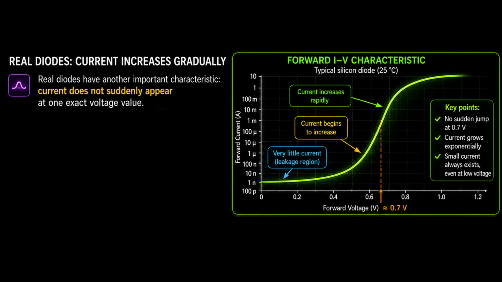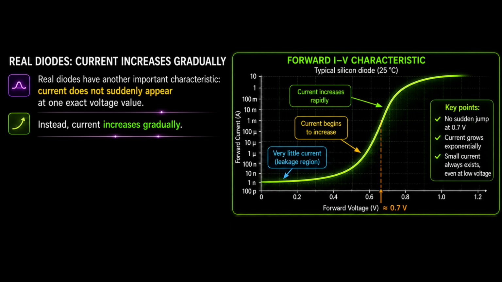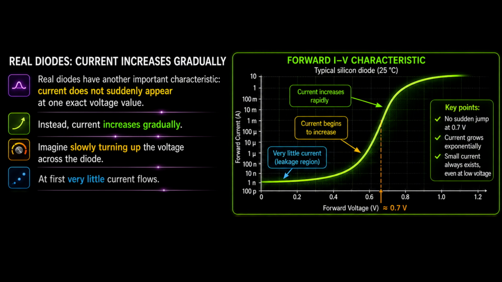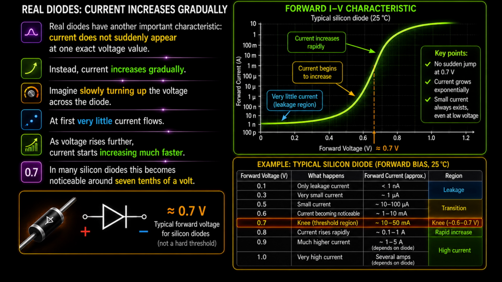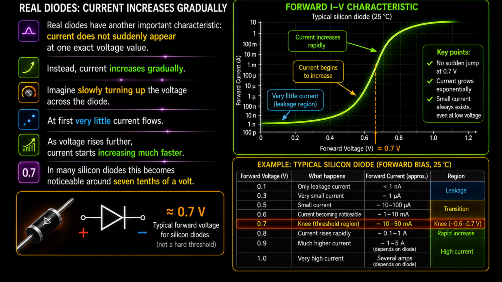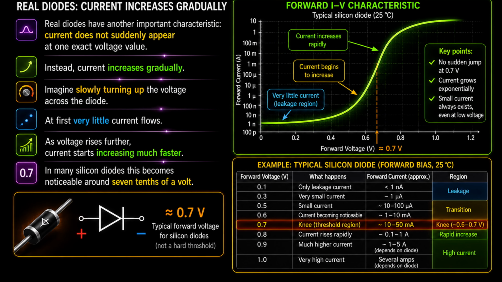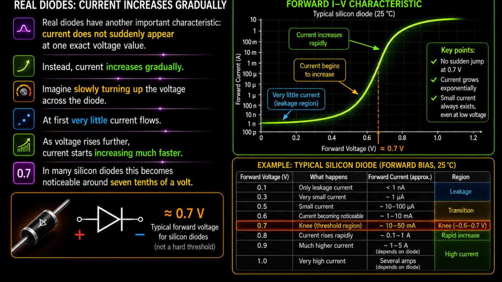Real diodes have another important characteristic. Current doesn't suddenly appear at one exact voltage value. Instead, current increases gradually. Imagine slowly turning up the voltage across the diode. At first, very little current flows. As voltage rises further, current starts increasing much faster. In many silicon diodes, this becomes noticeable around 0.7 volts.